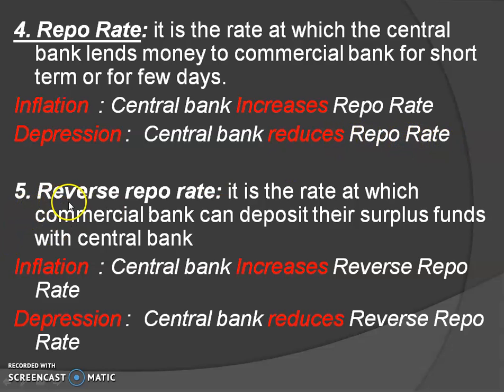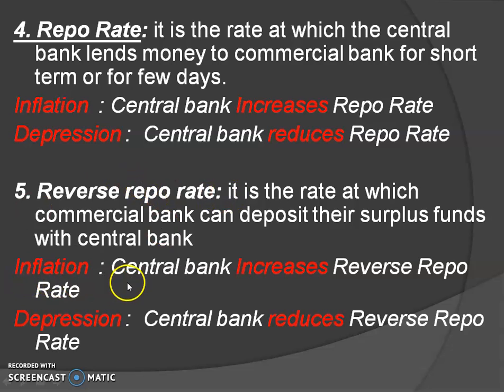Then the fifth one, reverse repo rate. It is the rate at which commercial banks can deposit their surplus fund with central bank. Repo means the rate at which the central bank lends money to commercial banks. Then a reverse repo means it is the rate at which commercial banks can deposit their surplus fund with central bank. Then central bank will give interest on that deposit. The rate of that interest is known as reverse repo rate.